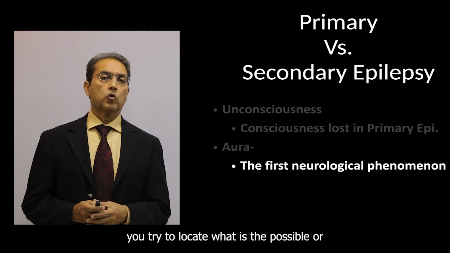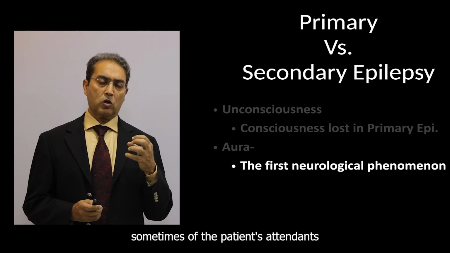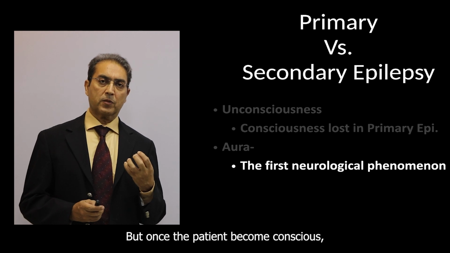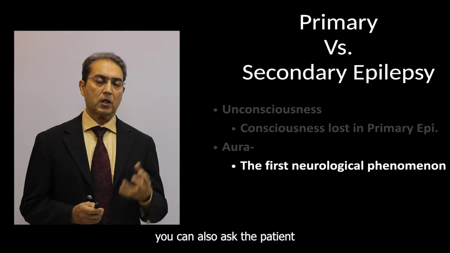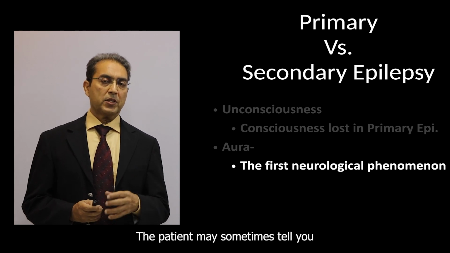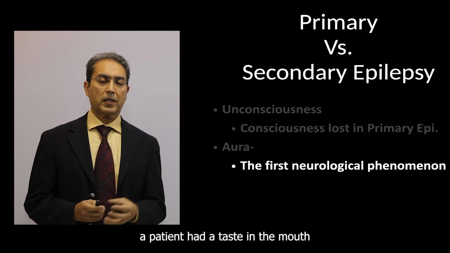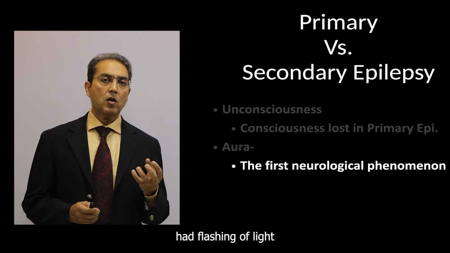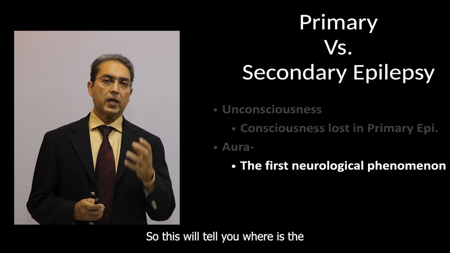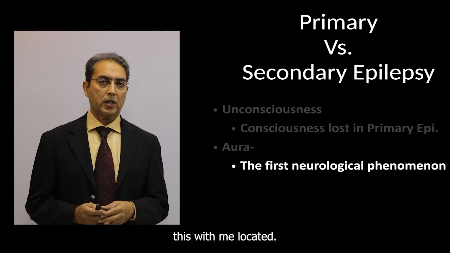So you try to locate what the possible aura is. Sometimes the patient's attendants or the witnesses who have seen the episode can tell you, but once the patient becomes conscious, you can also ask the patient what was the beginning of this epileptic fit. The patient may sometimes tell you that he had a particular type of experience. For example, the patient had a taste in the mouth, or had flashing of light, or heard some voices, and then became unconscious. So this will tell you where the focus of this cerebral dysrhythmia is located.